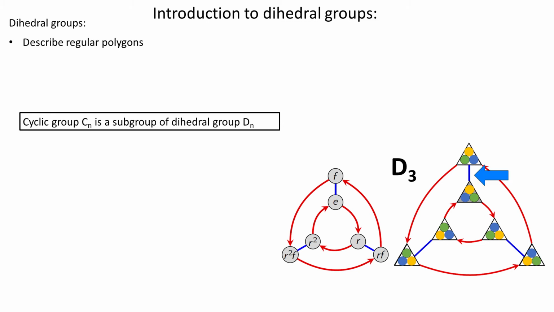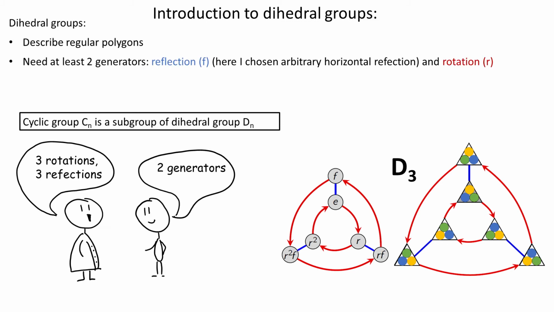There is a blue line. The blue line corresponds to a horizontal reflection, which is the second type of generator for D3. Please notice the plane needed to achieve horizontal reflection is vertical. Here you see the beauty of generators. A chemist would say that a regular triangle has 3 rotations and 3 reflections. A mathematician would say that a regular triangle needs 2 generators.